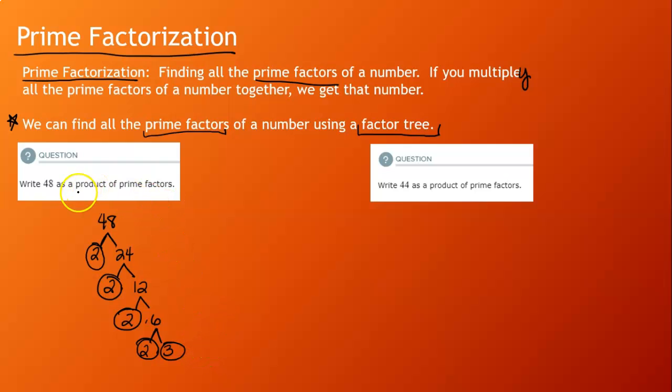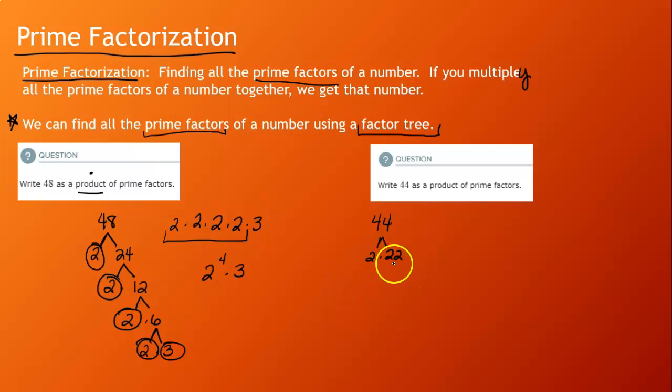And now it says write it as a product, which means I'm going to be multiplying all of these together. So we can write this as 2 times 2 times 2 times 2 times 3. A shorter way to write that is to write your 2 as an exponent. So that would be 2 to the 4th times 3. All right, would you pause the video and try the same method now on 44? I'll give you a hint to get started. It should be 2 times 22 to start.